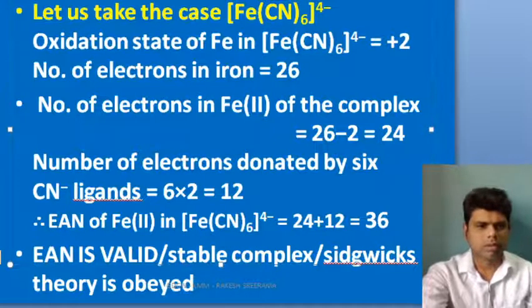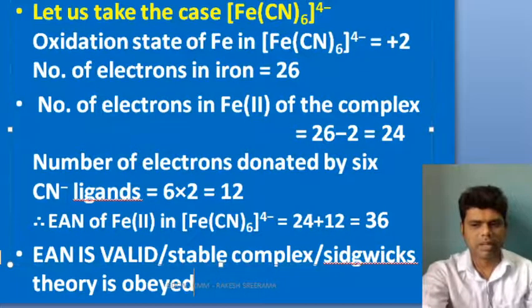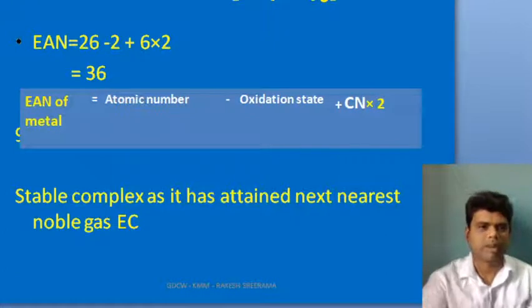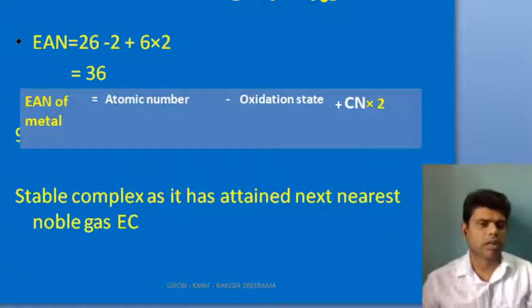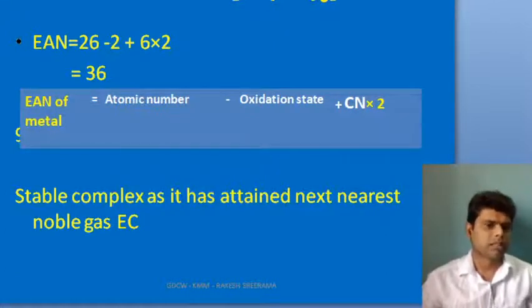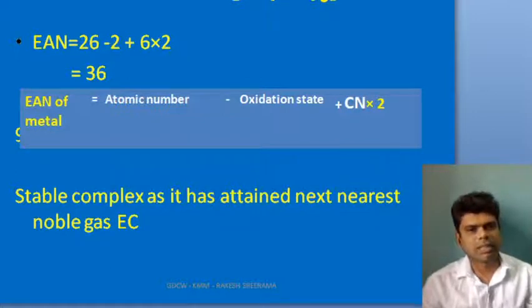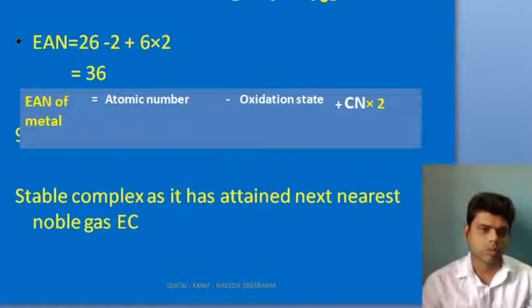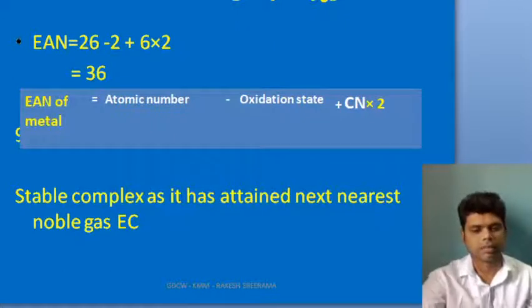So just to put in short the formula that we have written, EAN here is calculated as atomic number minus oxidation state plus twice the coordination number. So atomic number of iron is 26, minus oxidation state 2, plus 2 times coordination number, 6 into 2. That is 36. So the stable complex has attained the nearest noble gas electronic structure.